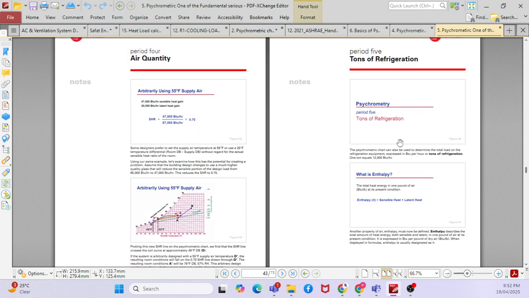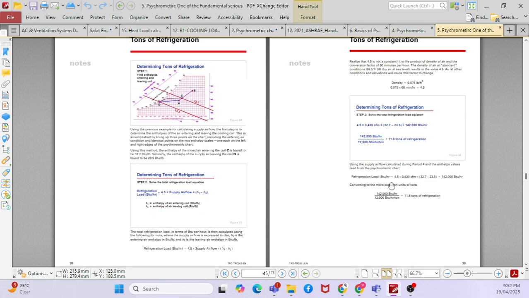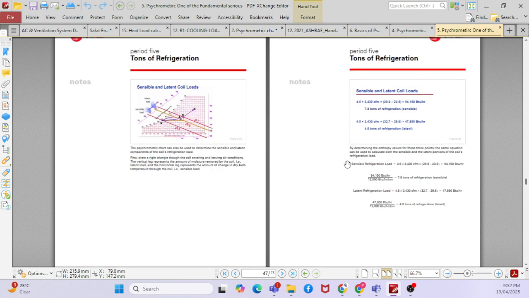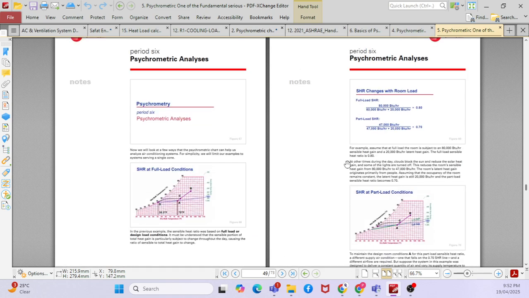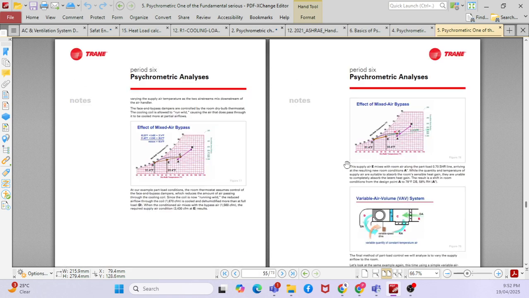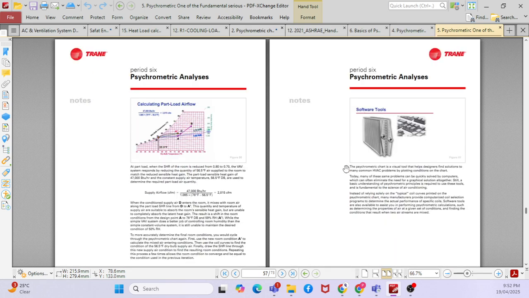Then there is a psychrometric chart. What is enthalpy? So these are the things you will start practicing right this week.